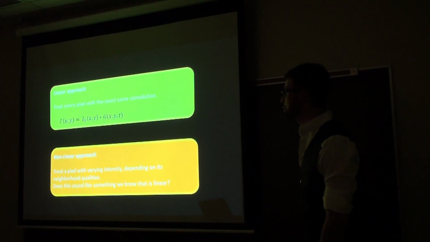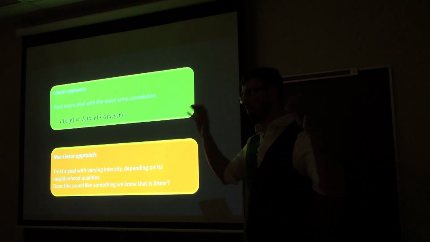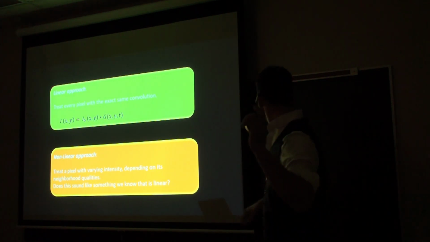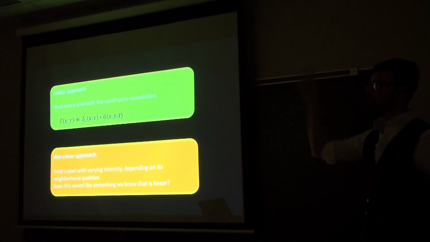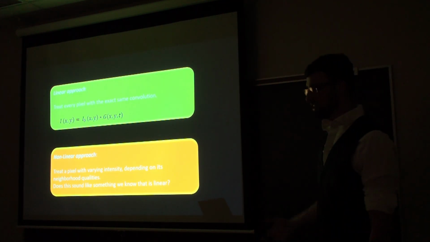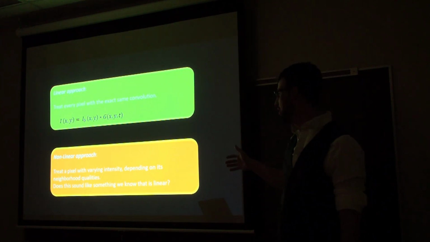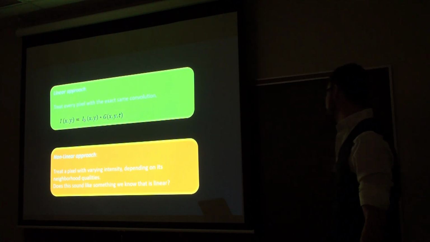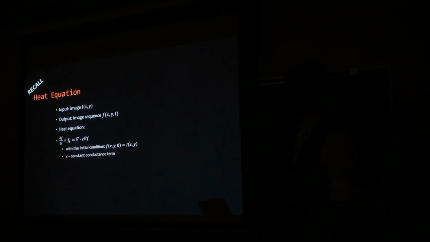The linear approach treats every pixel with the exact same convolution, right? So basically, remember that Gaussian filter? I'm going to keep the exact same thing, run it back and forth, back and forth, back and forth, no matter what I do, right? The nonlinear approach treats every pixel with varying intensity, depending on its neighborhood qualities. So basically, I want to be able to switch between a wide filter and a very selective filter, right? How would we achieve this?